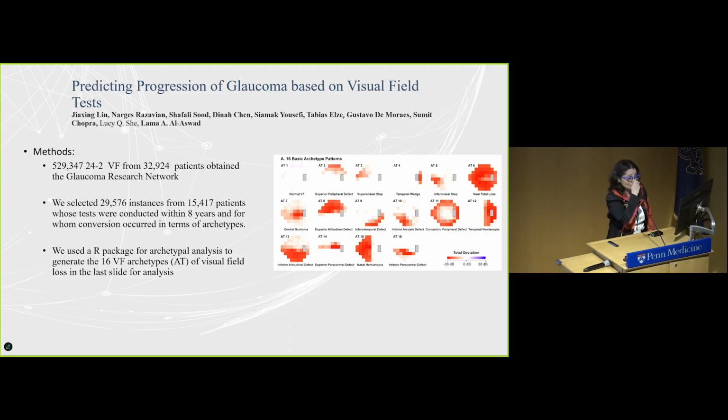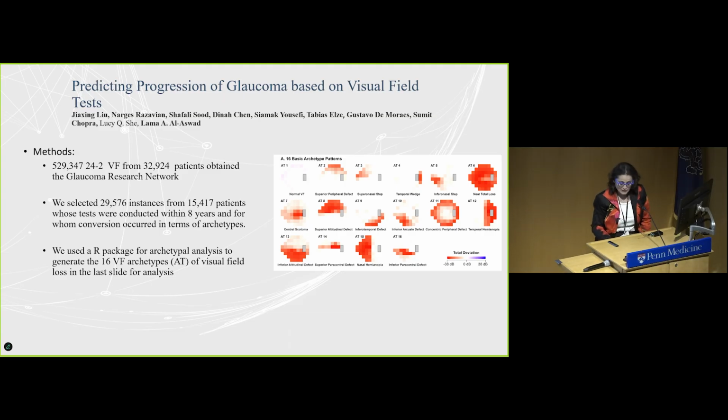This work started to try to see if we can predict, based on archetypal analysis, which is a quantitative way of looking at visual field defect, and you can follow it over time to look at progression, and you can quantify progression over time.